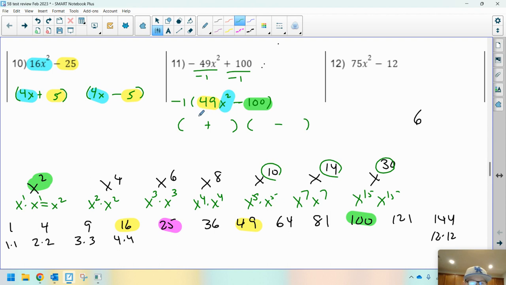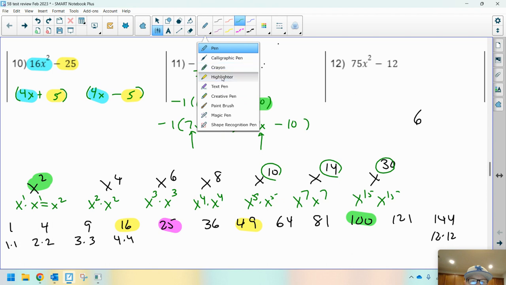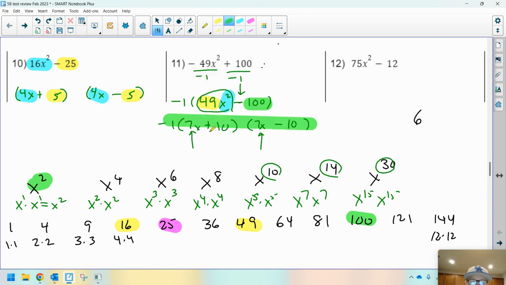At the beginning, we have to put whatever's at the beginning here. When I say beginning, I mean before the sign. So at the beginning here, before the sign, the square root of 49 is 7. That goes at the beginning of each. The square root of x squared is x. That goes at the beginning of each. The square root of 100 goes at the end. That's going to be 10 and 10. So that is your answer. Make sure you bring down the negative 1 over here. That is your answer there.